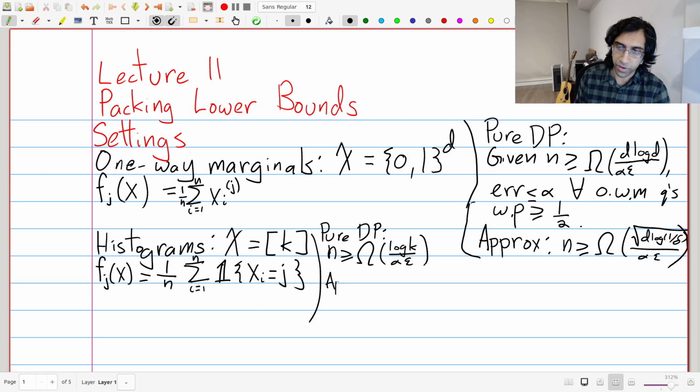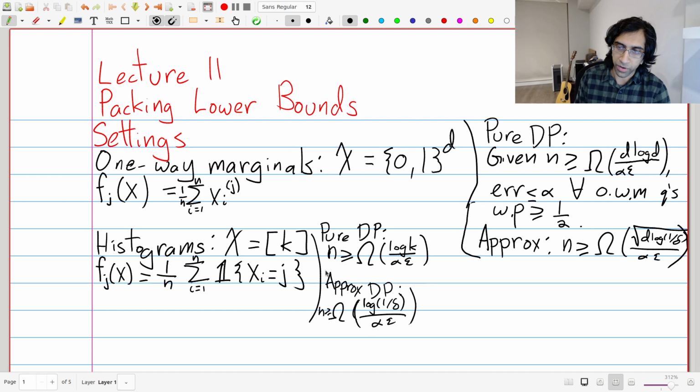And in approx DP, in just the last lecture, we saw that there is a stability-based histogram, and that can actually avoid the dependence on k, the domain size, altogether. And this requires n to be greater than or equal to log 1 over delta over alpha epsilon.